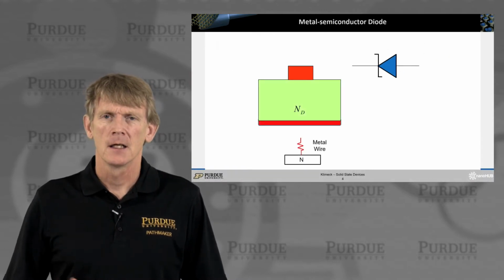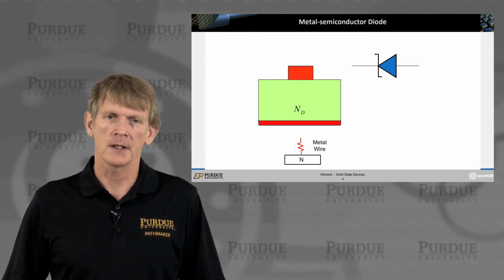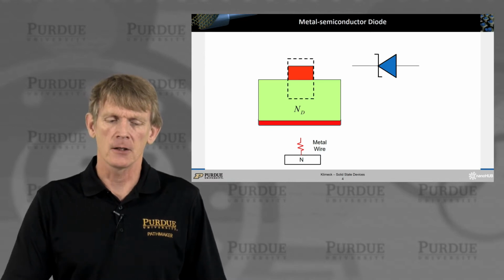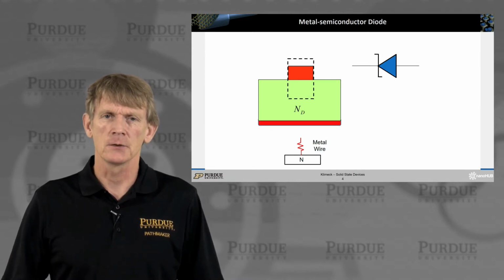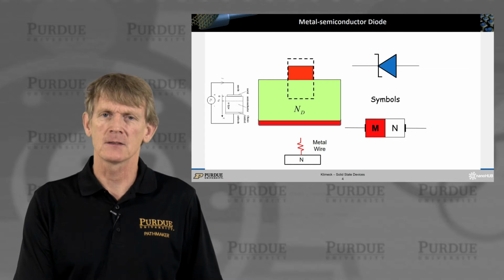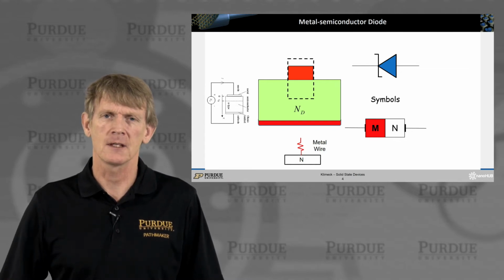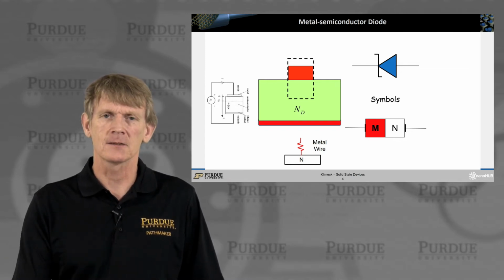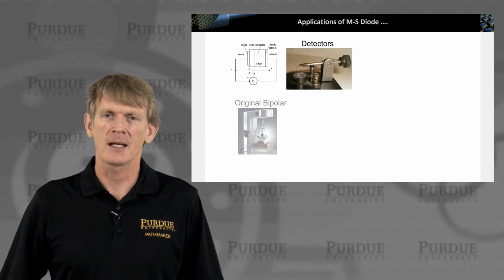All right, physically we have a metal on N-type semiconductor. That's a typical M-S diode, and we typically just use the one-dimensional representation where we consider a sliver. And you might see symbols like this, and in the textbook you have a representation that looks like this. So let's look at some applications real quick.